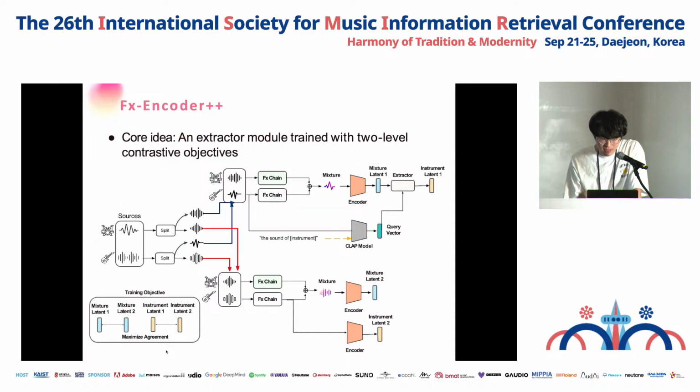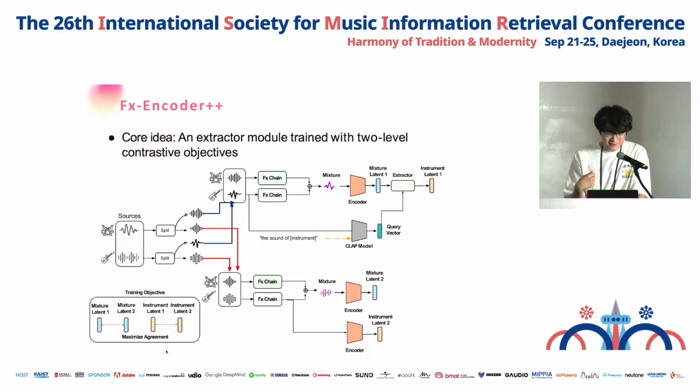So this is our proposed model called FX Encoder. Our core idea is using an extraction module trained with two-level contrastive objectives. Let's take two stems as an example to showcase our training objective. As illustrated in the slides, our approach begins with two source stems. Let's take drums and guitar specifically in this slide. And we split each stem in half, creating two pairs. The first pair contains the initial segments of drums and guitar, and the other pair contains the remaining segments.